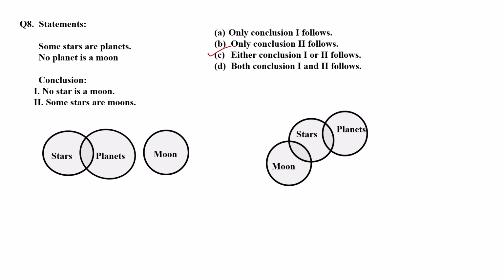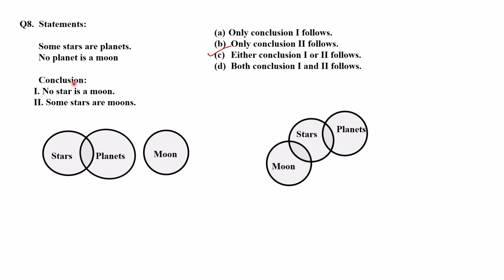So whenever you see such type of conclusion, where it is talking about the same star, moon, here also star and moon, isn't it? So mostly in such cases, this option only holds true. Okay, in many places when this type of conclusion is given, in all those cases, this option will only be true: either conclusion 1 or 2 follows.